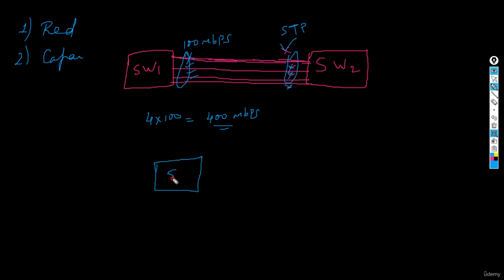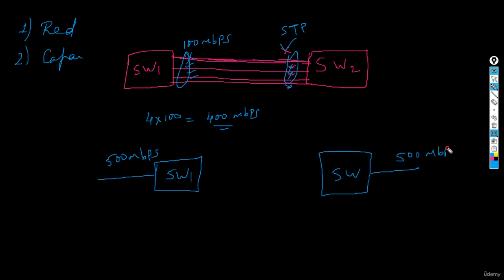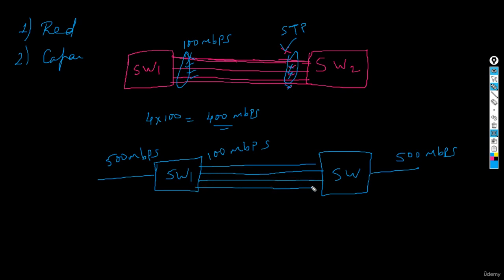Imagine you have one switch here and another switch here, and we have some PC here having 500 Mbps speed, and here also 500 Mbps speed. The data which is coming is 500 Mbps, but here I have hardware which is supporting only 100 Mbps. So what I did is I connected 5 links. I am saying if I have 5 links, 5 into 100, it will have 500 Mbps. So my data speed will increase. For that purpose I put this in.